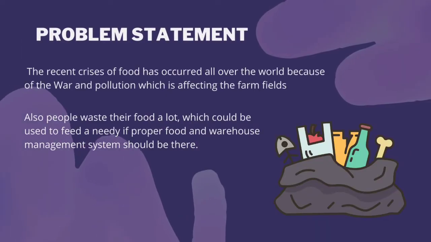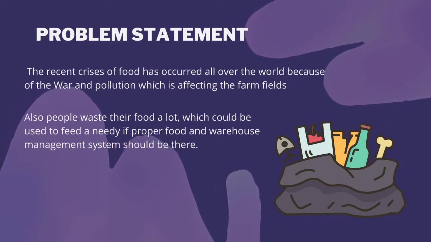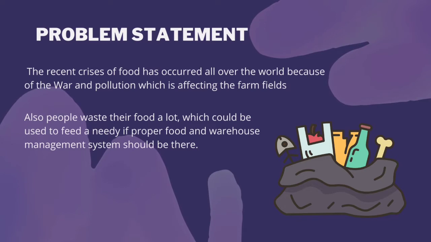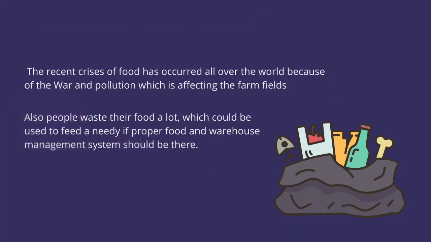So, what is the problem? Food wastage is the biggest issue in today's world, as we can see from the recent food crisis all over the world because of war and population, which is affecting the farm fields. People waste a lot of food, which could be used to feed the needy if a proper food and warehouse management system is there. And that is what we do.